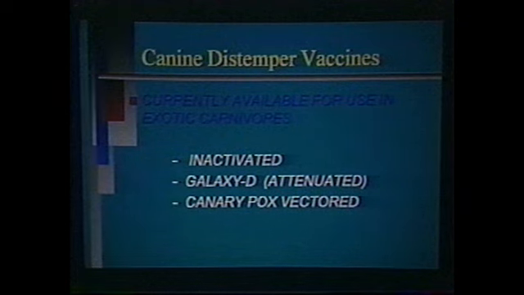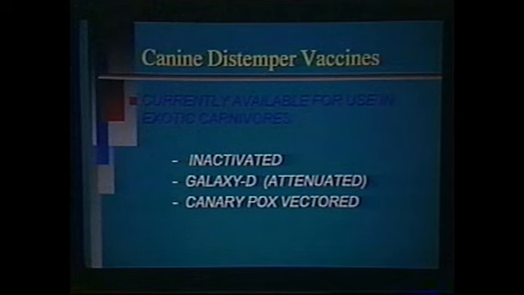Now, with some work, there have been some vaccines identified as working. For example, there's an inactivated experimental vaccine that has been prepared by Dr. Appel that has, with some limited use, been protective in some of these exotic species. An attenuated vaccine prepared in non-canine origin cells, now called Galaxy D, is useful for some canids mainly.